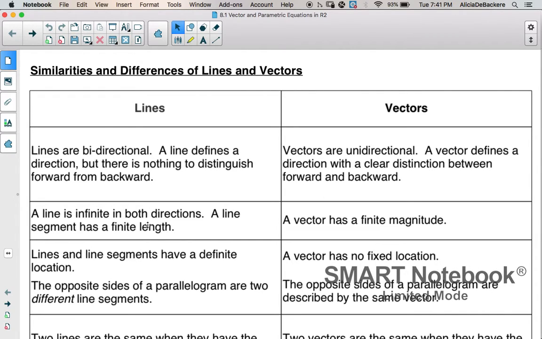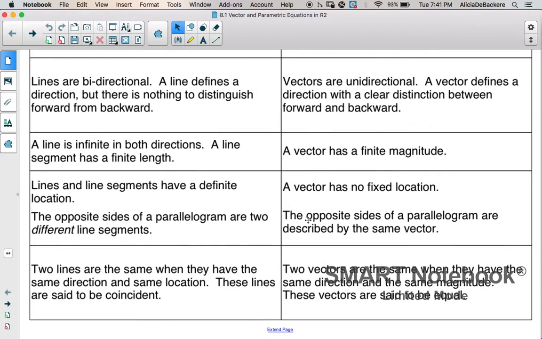A line is infinite in both directions, whereas we looked at line segments sometimes in grade 10, and a line segment has a finite length. A vector, we call it a finite magnitude, so similar to length. Lines and line segments have a definite location. They can't be moved around, whereas a vector has no fixed location.